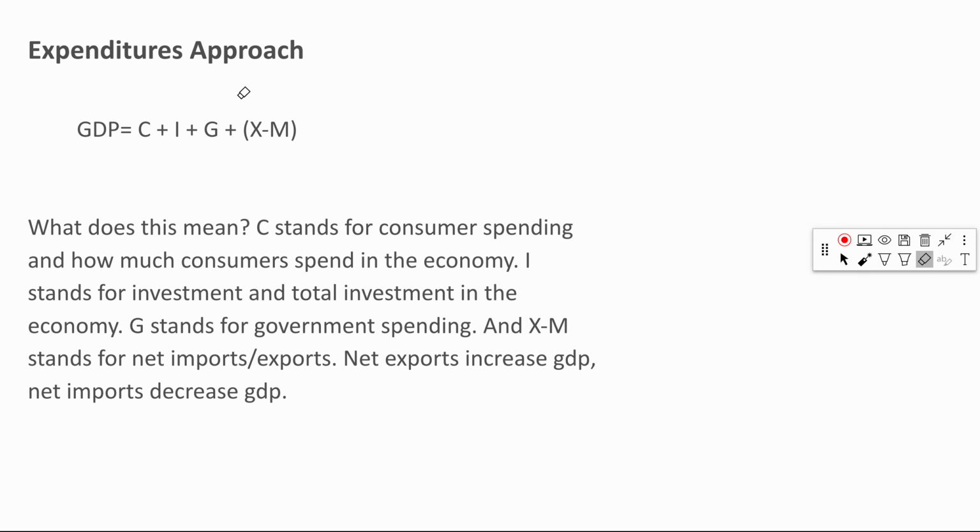So remember, when we're calculating GDP, there's two main approaches we use. First is the expenditures approach. The expenditures approach is our classical formula, C plus I plus G plus X minus M. Consumer spending plus investment spending plus government spending plus net exports. And that always confuses people. X stands for exports, and M stands for imports. We subtract imports from exports, and that determines our GDP. So always remember, more exports means a higher GDP, more imports means a lower GDP.